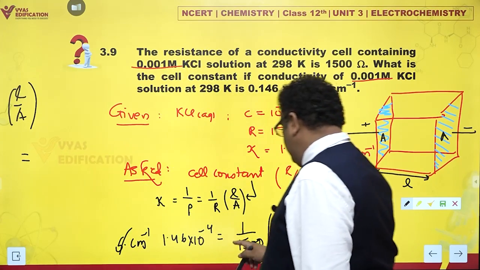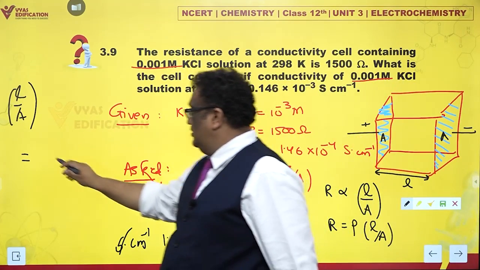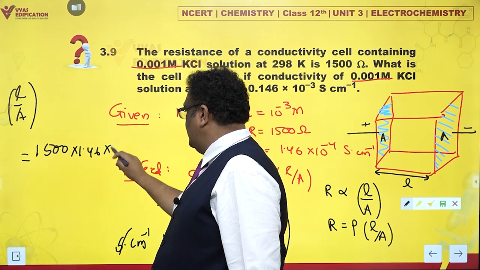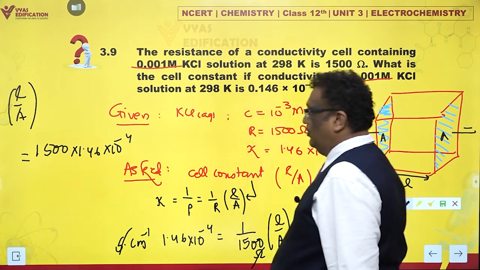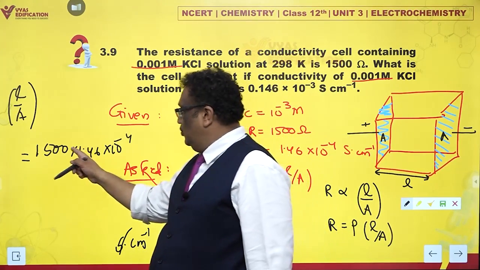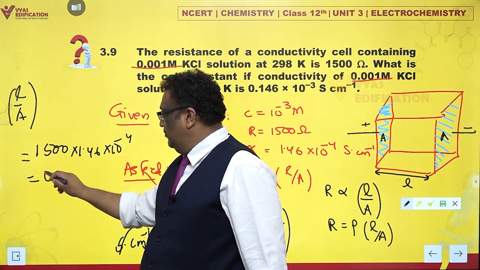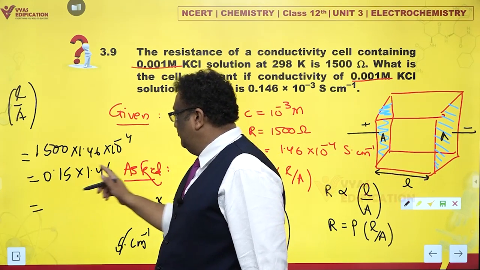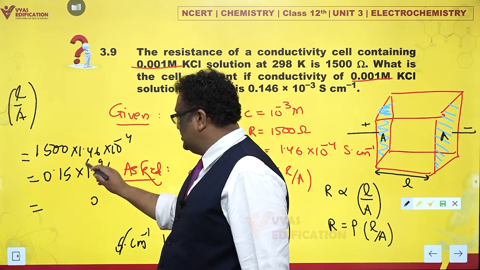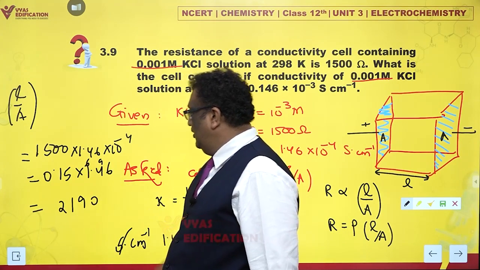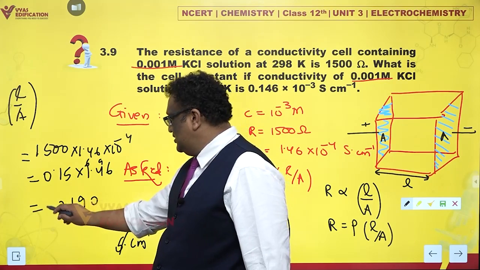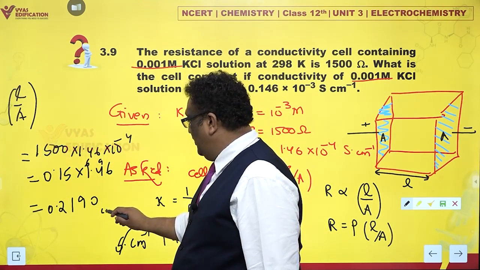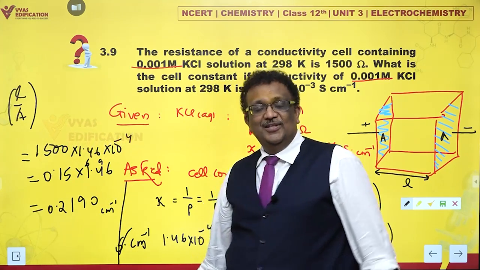Is simply how much? It is 1500 into 1.46 into 10 raised to minus 4. Counting the places: 1, 2, 3, 4. That is 0.15 into 1.46. How much is that? 15 6s are 90, 15 4s are 60, 69, and 15 are 15, 21. So it is 0.219 per centimeter.